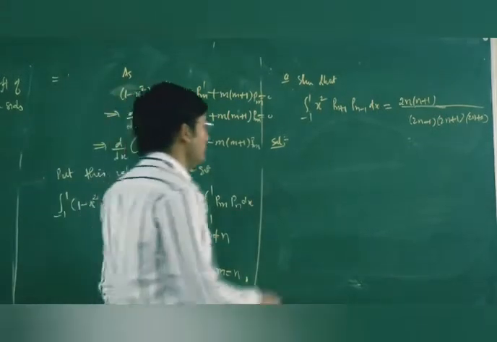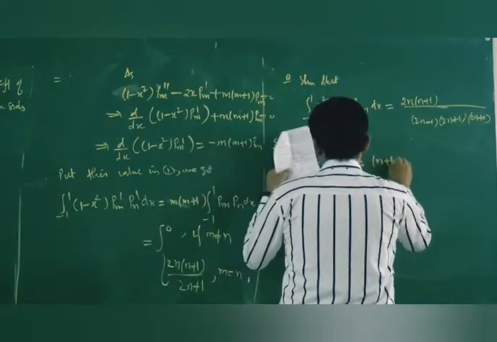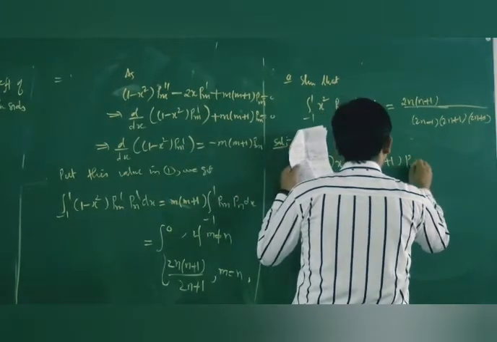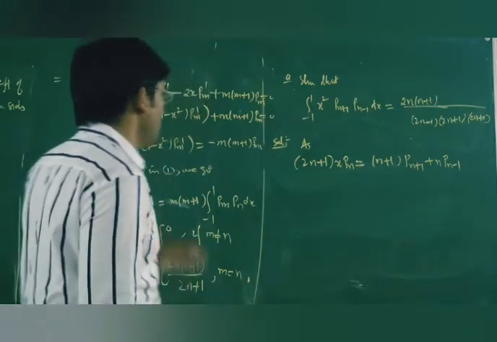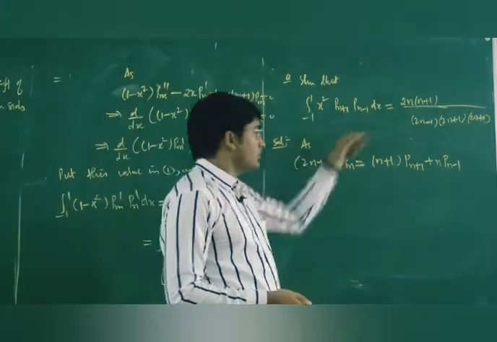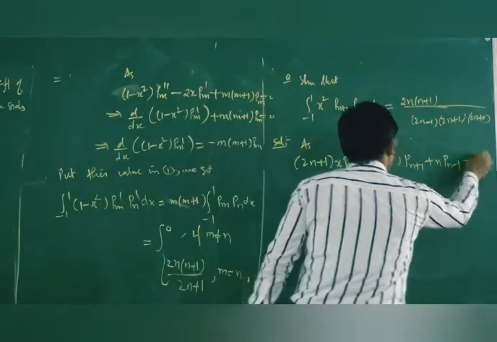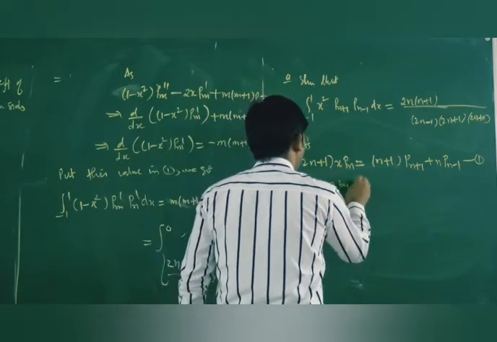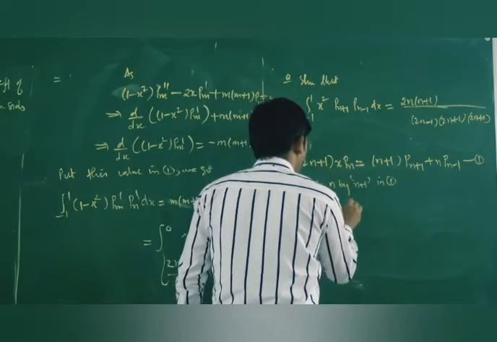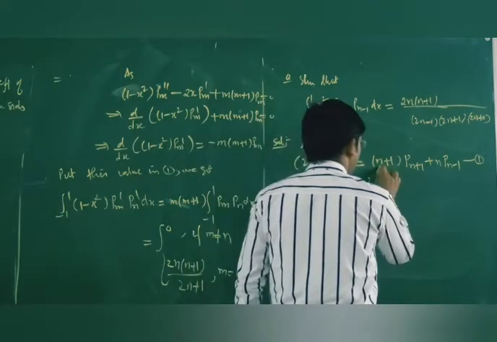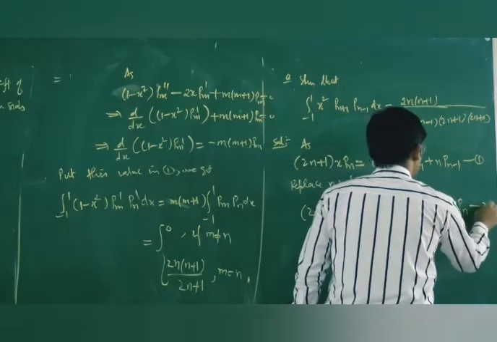We have the recurrence relation number 1: 2n plus 1 times x Pn equals (n plus 1) Pn plus 1 plus n Pn minus 1. Now here we need Pn plus 1 and Pn minus 1, so replace n by n plus 1 and n by n minus 1 in equation number 1. If you replace n by n plus 1, then we will have 2n plus 3 times x Pn plus 1 equals n plus 2 Pn plus 2 plus n plus 1 into Pn. So this is equation number 2.